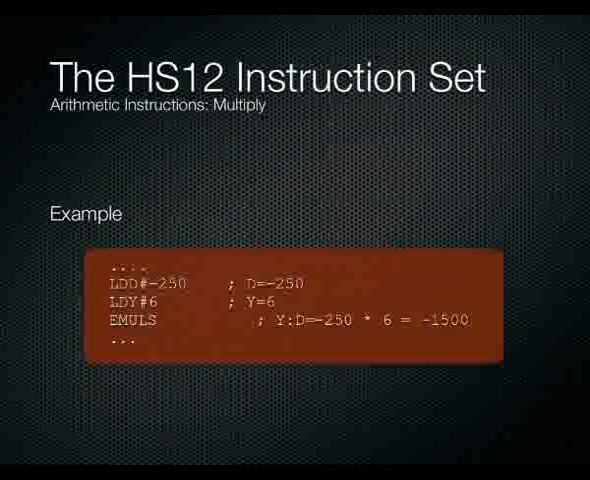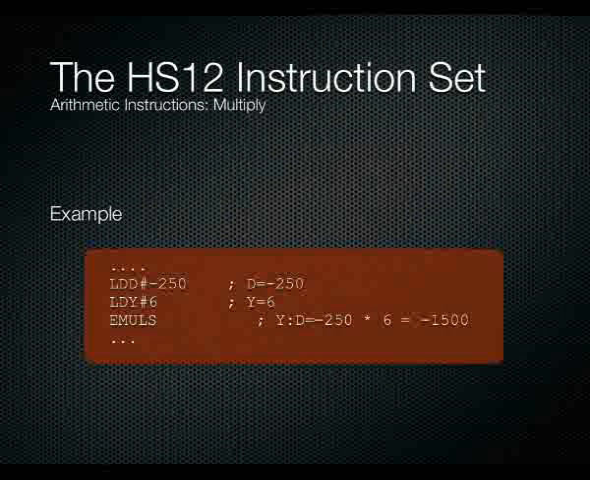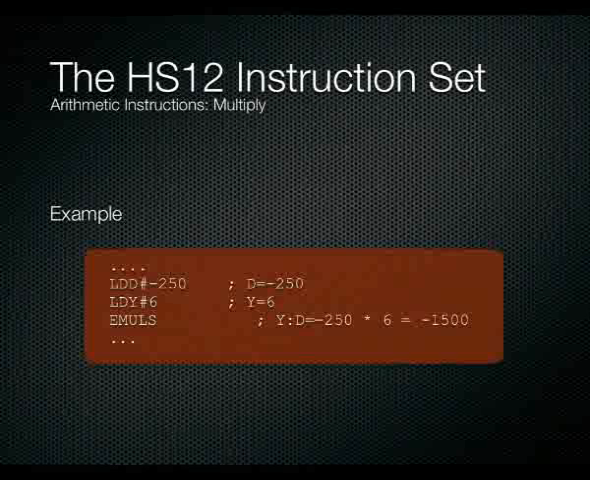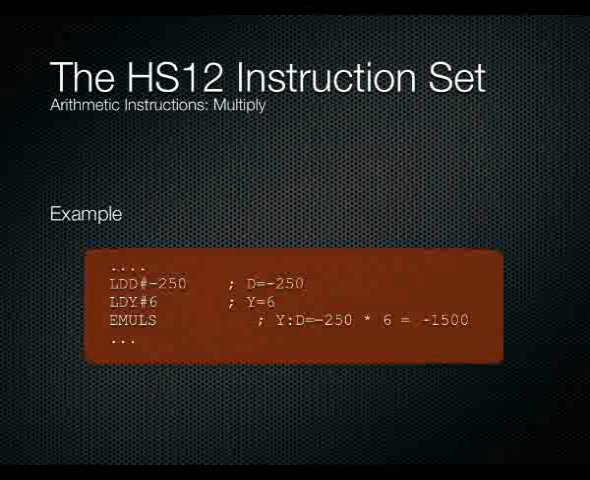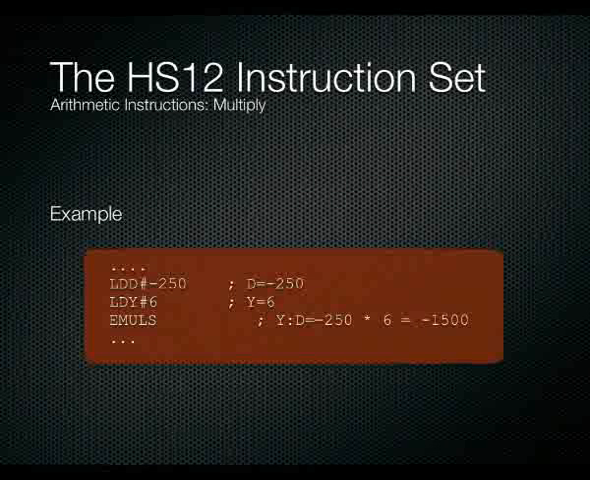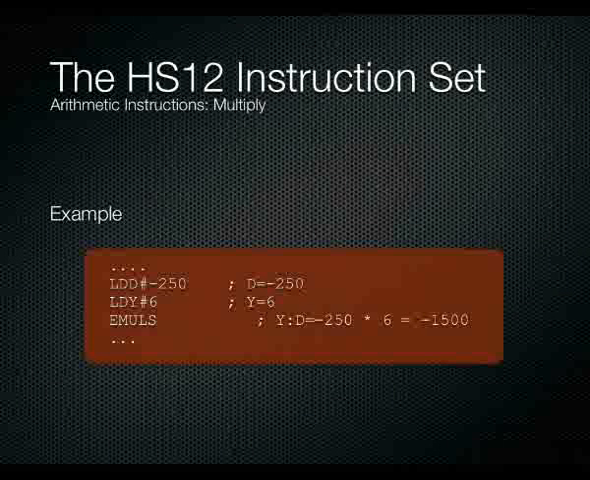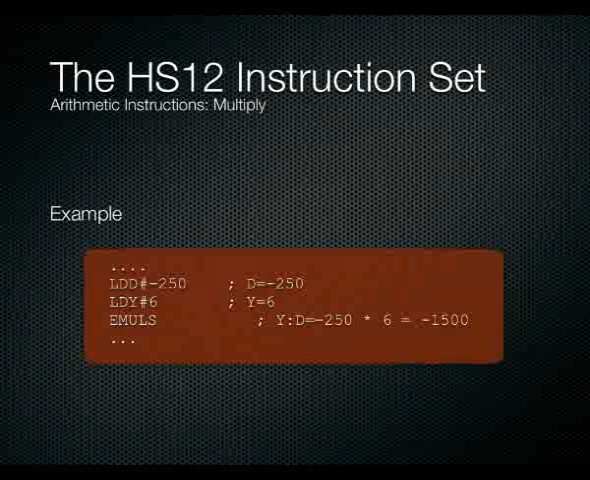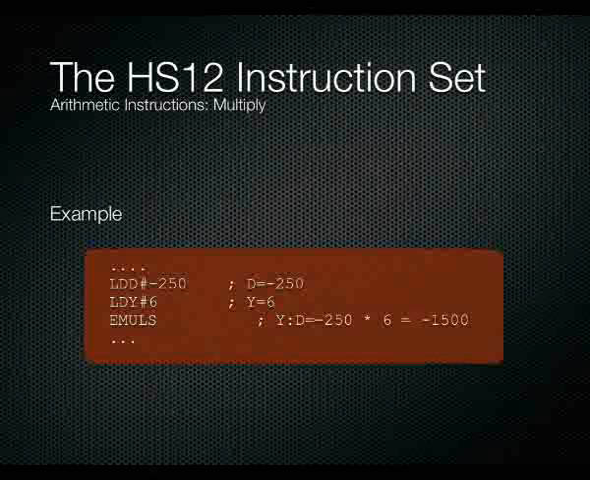So to give you an example of that, I've simply loaded a signed number, so it's negative 250. I've loaded that into accumulator D. I've then loaded Y with the value of 6. I've simply then issued the EMULS command, which means the D is multiplied by Y and the sign bits are preserved. So therefore the resulting value is inside the combined register of Y and D, which is negative 250 by 6, which in fact will be negative 1500. So negative 1500 will in fact be stored in Y and D.